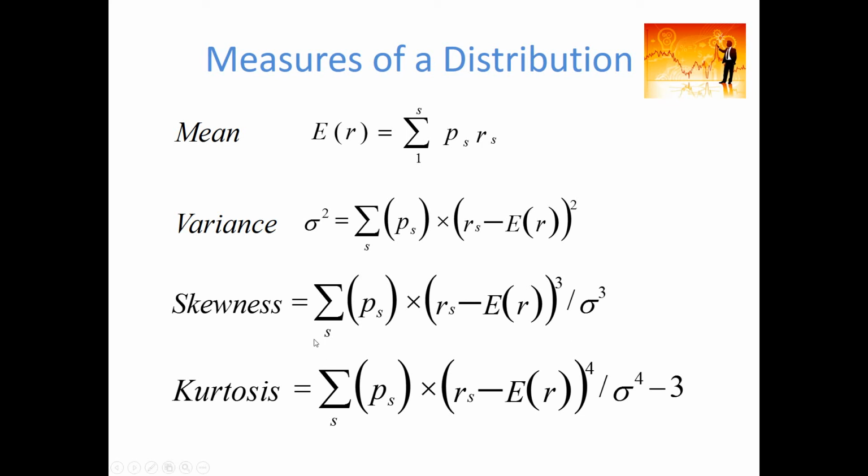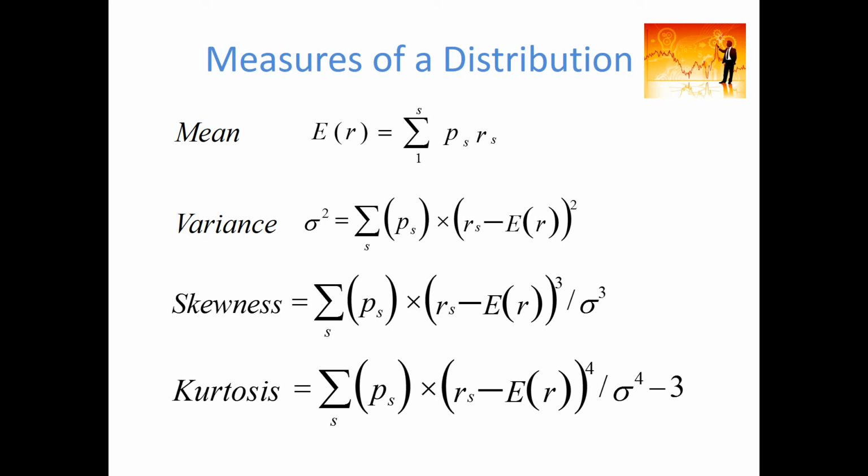So what is skewness? Skewness is the symmetry of the distribution. That means how symmetric the distribution is. A normal distribution is perfectly symmetric. So half of the returns lie on the right hand side of the mean expected return, and half of the returns lie on the left hand side of the expected return.